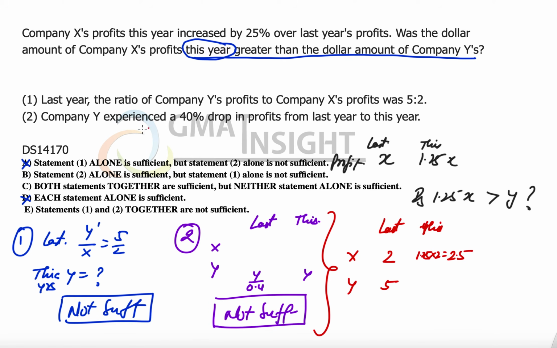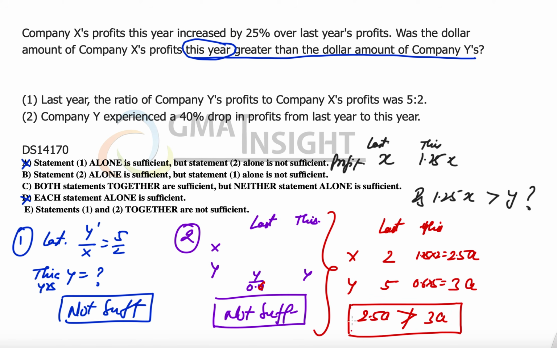And company Y's profit has experienced a drop of 40% this year from last year. So with a 40% drop, this has to be 0.6 times 5, that means 3. So now we can compare: this year, if company X's profit is 2.5A units, then company Y's profit is 3A units. So the question is, is 1.25X greater than Y? That means, is this year's X greater than this year's Y? And 2.5A is not greater than 3A, because A must be positive as per the language of the question.